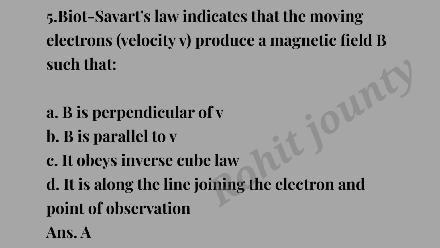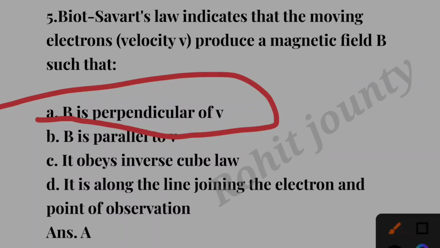Question number 5. Biot-Savart law indicates that the moving electron's velocity v produces a magnetic field B such that: option A B is perpendicular to v, option B B is parallel to v, option C it obeys inverse cube law, option D it is along the line joining the electron and the point of observation. The correct answer is option A, B is perpendicular to v. Biot-Savart law indicates that the moving electron's velocity v produces a magnetic field B such that B is perpendicular to v. Correct answer is option A.